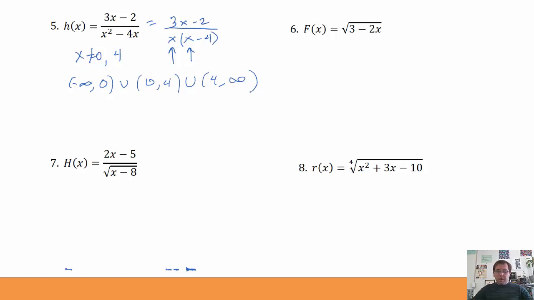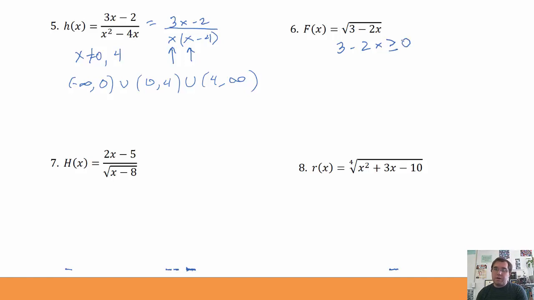All right, how about number 6? Capital F of x equals square root of 3 minus 2x. This time we don't have a fraction, but we have a square root, which means the other problem is happening here. We cannot have a negative number underneath the square root. That means that what is underneath the square root, the 3 minus 2x, can't be negative. So what it needs to be is greater than or equal to 0.